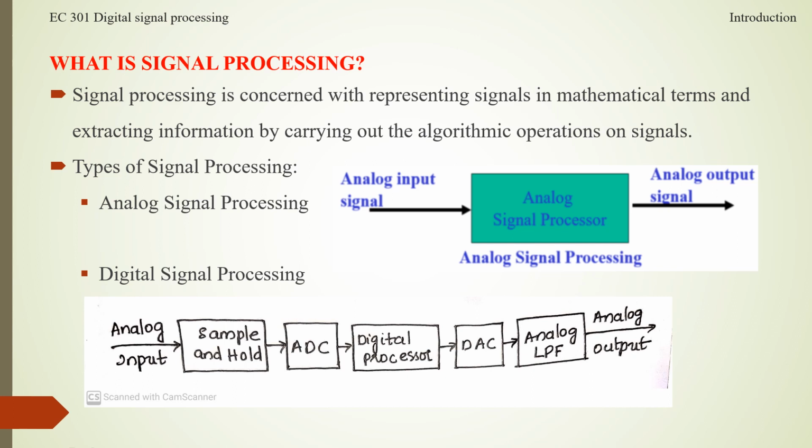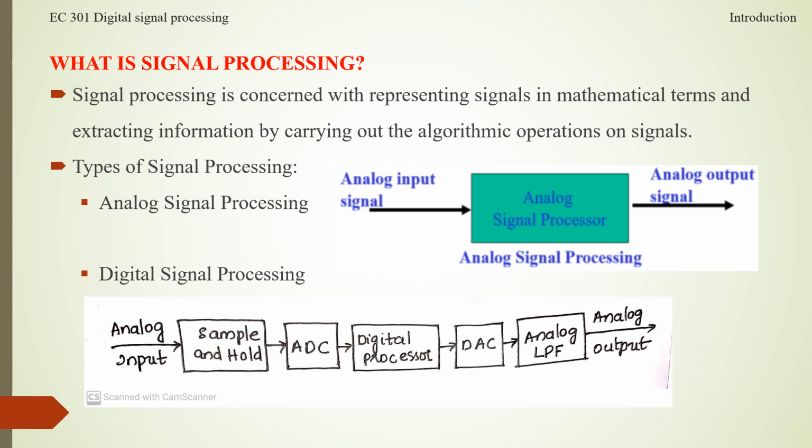Signal processing can be done in two ways: analog signal processing and digital signal processing. In analog signal processing, the signals are not converted into the digital domain. The processing is done in the analog domain itself. But in digital signal processing, the analog signals are converted to digital signals because most of the signals are analog in nature. So in DSP, analog signals are first converted to digital signals, then processed in the digital domain. After processing, they are converted back to the analog domain.